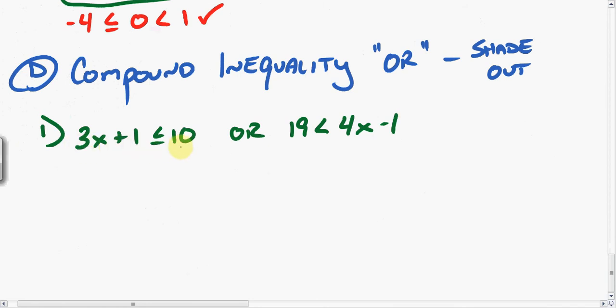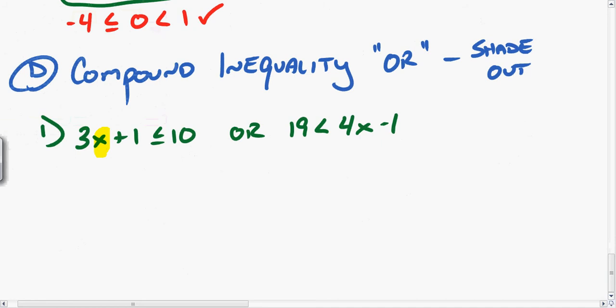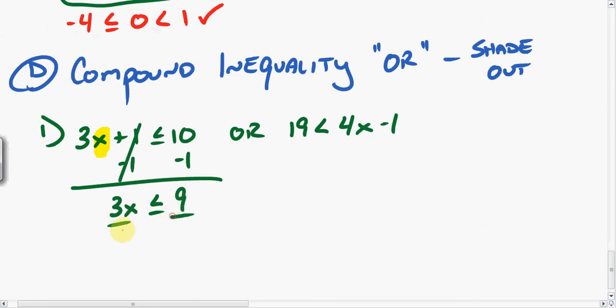All right, let's look at 3x plus 1 is less than or equal to 10. I want to isolate that variable. I want to isolate x. So I'm going to subtract 1 from both sides. 1 minus 1 is 0, so I'm left with 3x on the left-hand side of the inequality. 10 minus 1 is 9. Next, I'm going to divide both sides by 3. 3 divided by 3 is 1, so those cancel. And I have x is less than or equal to 3. I'm going to rewrite this x.